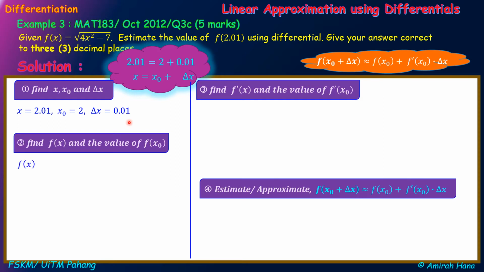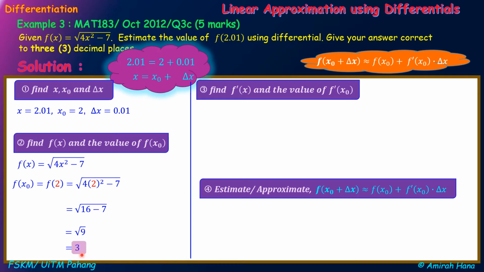And then step 2, find f(x). In this case, we are given f(x), which equals the square root of 4x squared minus 7, so we just use it. From f(x), we need to find f(x naught). When we find f(x naught), we replace x by 2. After we replace, we have the square root of 16 minus 7, or the square root of 9, which simplifies to 3.